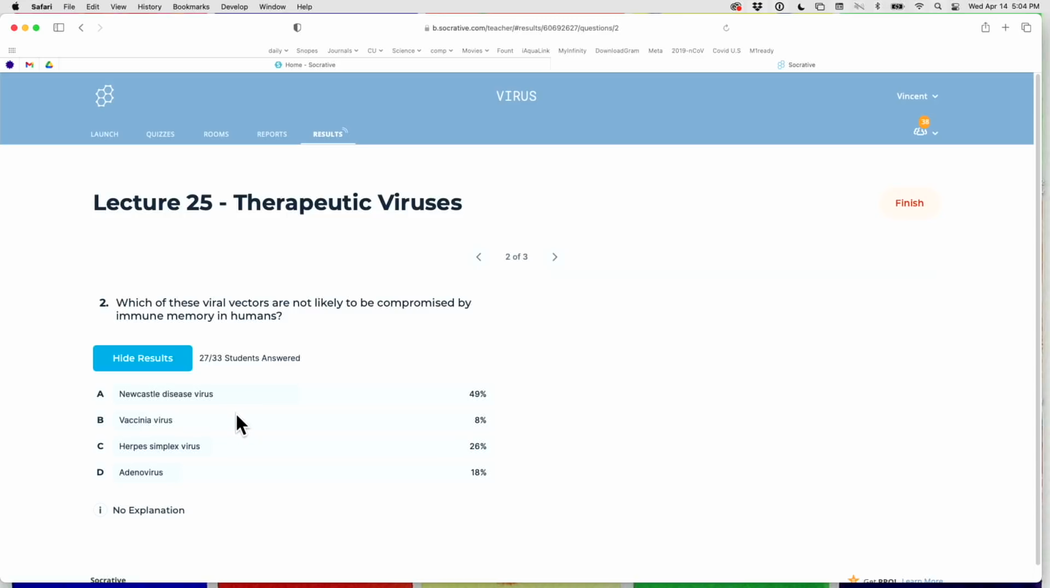Vaccinia, you would be, because some people got vaccinia vaccine before I did, and the military still gets vaccinia virus-based vaccines. Herpes simplex, right? Everybody has herpes, so that's no good. And adenovirus could be, depending on what serotype. If you use a human ad, it could. So the real clear answer is Newcastle disease virus, chicken virus.